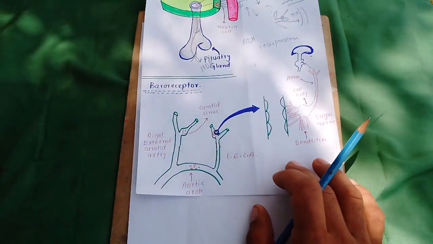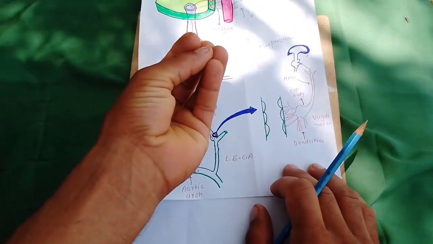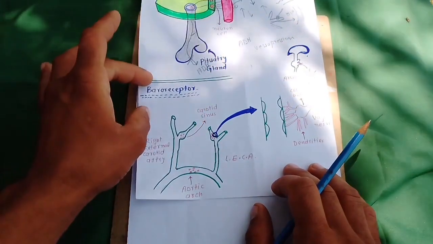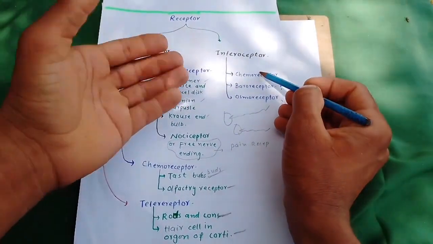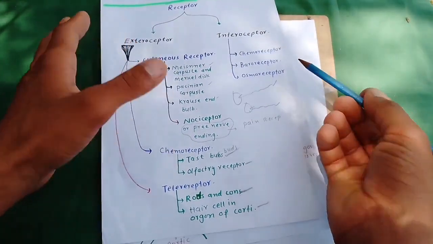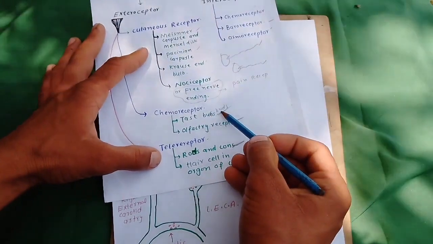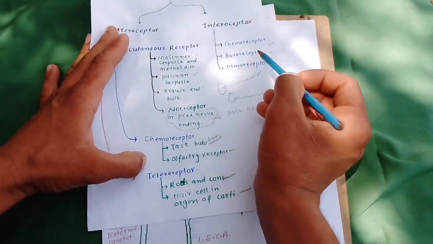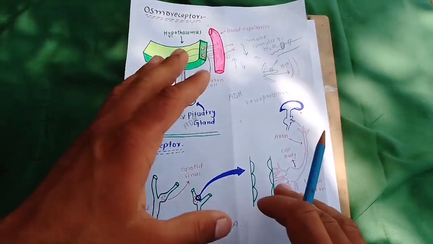Baroreceptor, this is the final receptor, the baroreceptor. Baroreceptor is a stretch receptor. This is a mechanical receptor, the mechanoreceptor. This is the interoceptor. The chemoreceptor is present, for example, in the GIT; in the nose, this is a chemoreceptor; and in the tongue, this is the osmoreceptor. Is that clear? The baroreceptor is an interoceptor which is present inside the body.